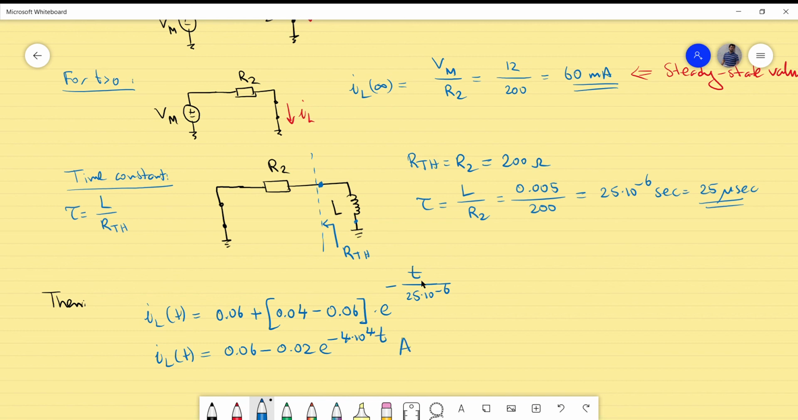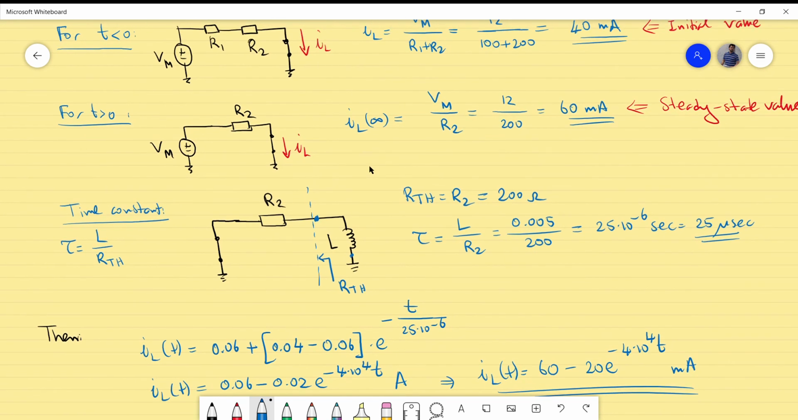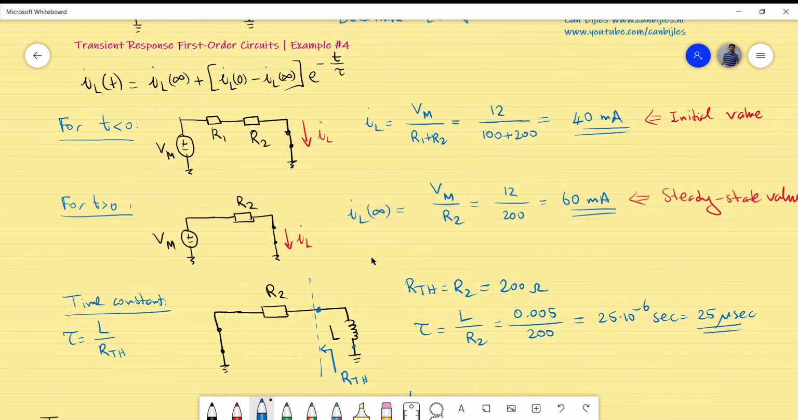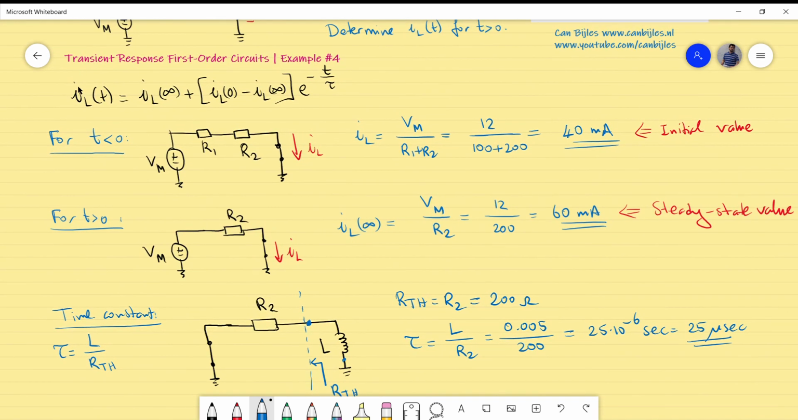If you want, you can always go to milliamps, which may be easier for future calculations. So 60 minus 20 e to the power minus 4 times 10 to the power 4 t milliamps. Remember, I just multiplied everything by 1000, but not the exponent, so that stays the same. That's example 4 for transient response, in this case for an RL circuit. These are the steps we follow to come up with this expression.